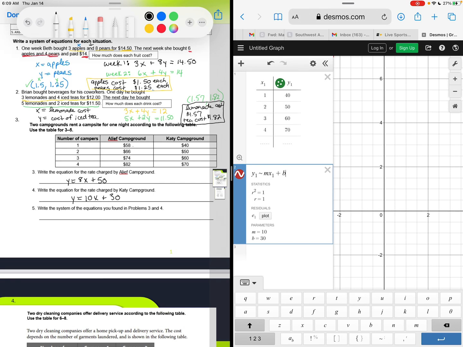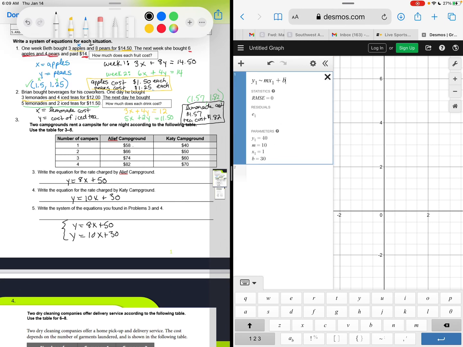All right, so now we write our system, which is y equals 8x plus 50, y equals 10x plus 30. And we can take it a step further to figure out the point of intersection. All right, there's a certain number of campers where the cost would be the same. All right, and to figure that out, we could just come here to our calculator.